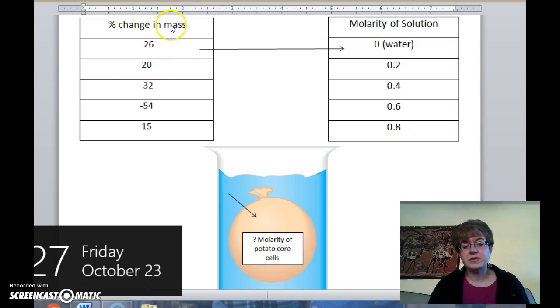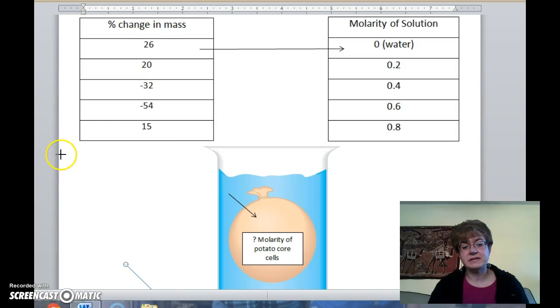And so I said, well, let's say that these are our percent changes of mass. And I also know that my molarities of sucrose were these four that I have to choose from. And you did know at least what your percent change of mass was for your potato cores that were in water, which has a molarity of 0 because there's no solutes in it.